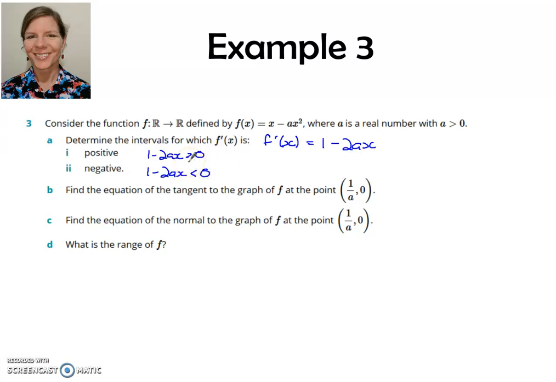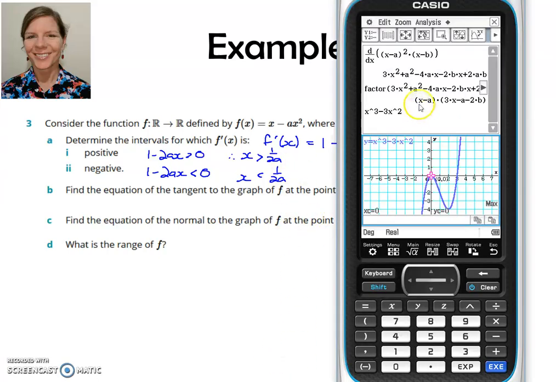If you work that out, you get x is less than 1 on 2a, or, sorry, what's the other one? Sorry, no, that's greater than. So f prime x is positive when x is less than 1 on 2a, and negative when x is greater than 1 on 2a. But you can do this with your ClassPad as well, if you wish.